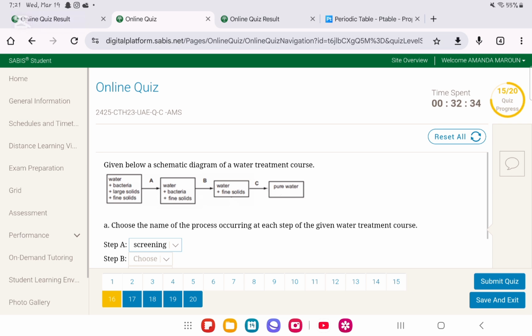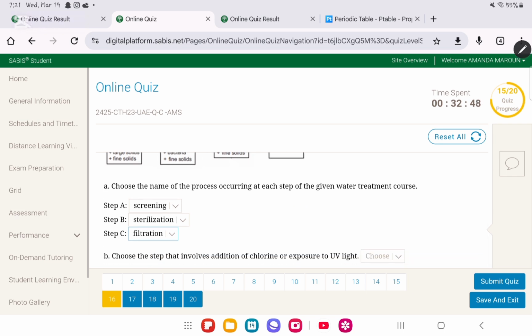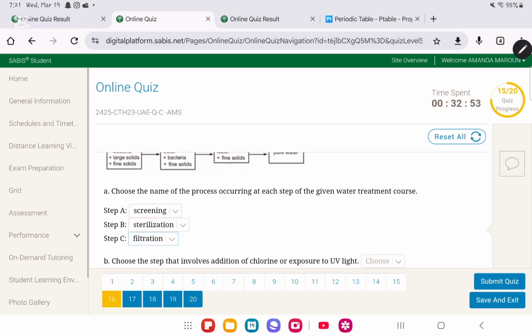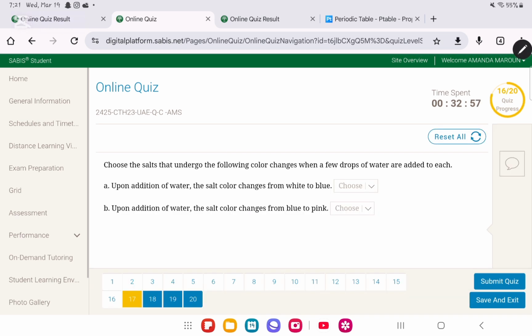To get rid of the bacteria, we call this process sterilization. And then the final step, which is step C, we got rid of fine solids, so we call this filtration. Okay, so screening, sterilization, and filtration. Choose the step that involves addition of chlorine or exposure to UV light. This is usually sterilization, so it is step B. We move on to question number 17.